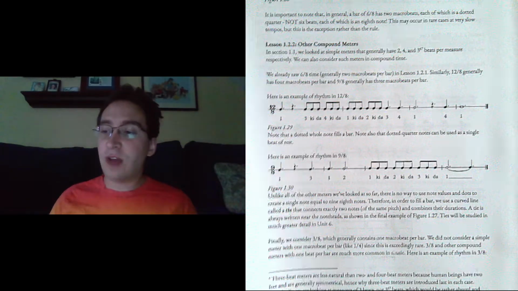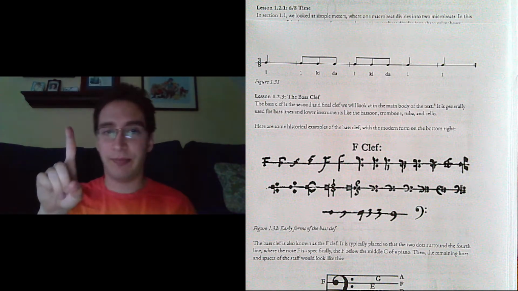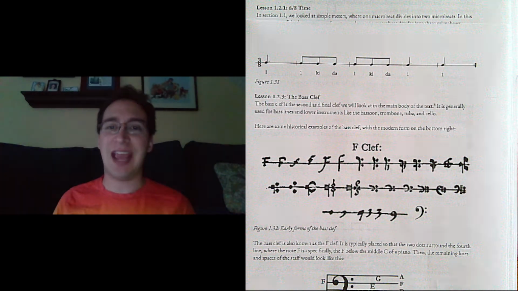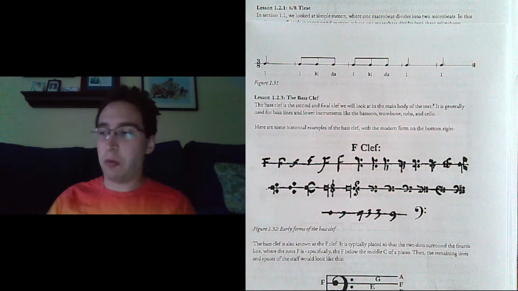Then, in terms of compound meters, we also deal with a meter that typically has 1 beat in a bar, specifically 3-8. So, all of your beat numbers are just going to be 1 over and over.